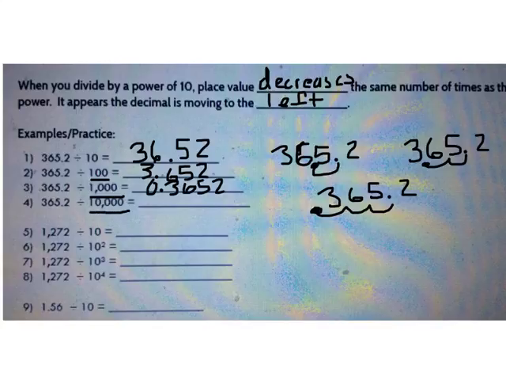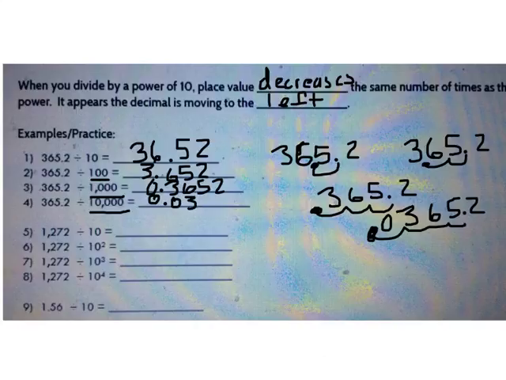365 and 2/10 divided by 10,000. How many times is place value decreasing? Well, it's decreasing 4 times. So it appears the decimal is moving to the left 4 times. 1, 2, 3, 4. This time I have an empty scoop, so I need to put a 0. I have 0.03652. Let's try a few more.